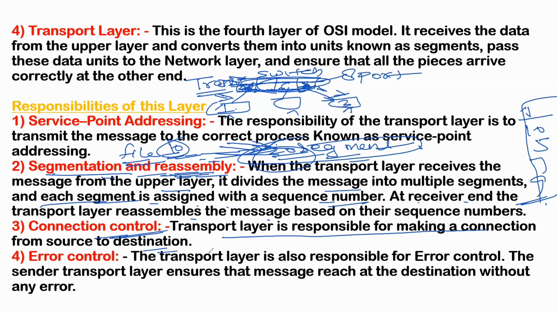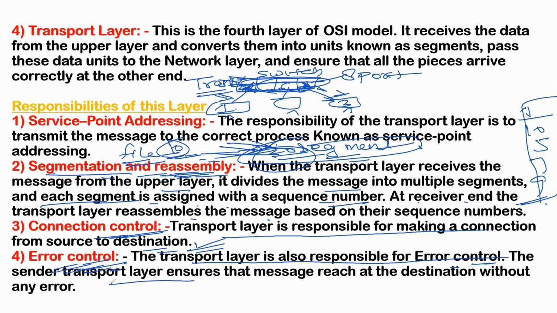It is also responsible for making a connection from one PC to another PC. Error control: the transport layer is also responsible for error control, because it has the responsibility to send the data correctly from one side to another side. So it is also responsible for error control.